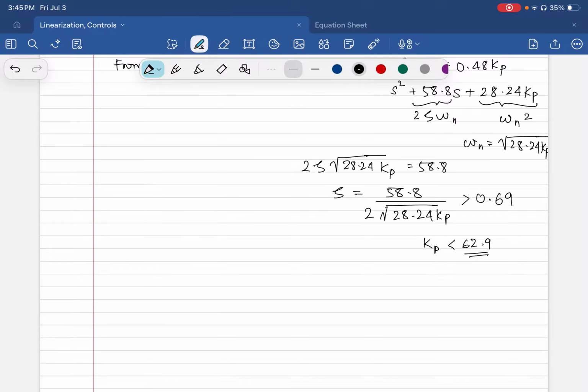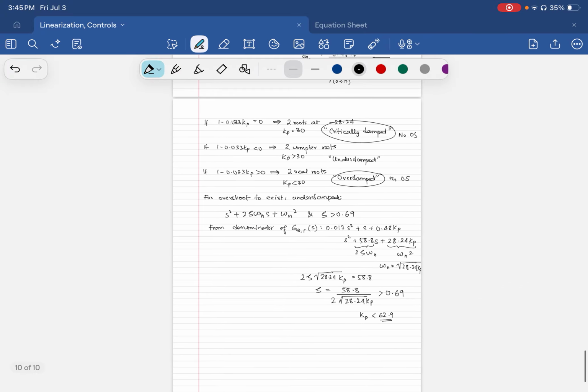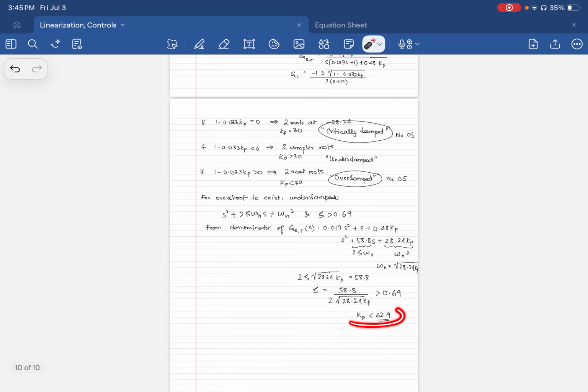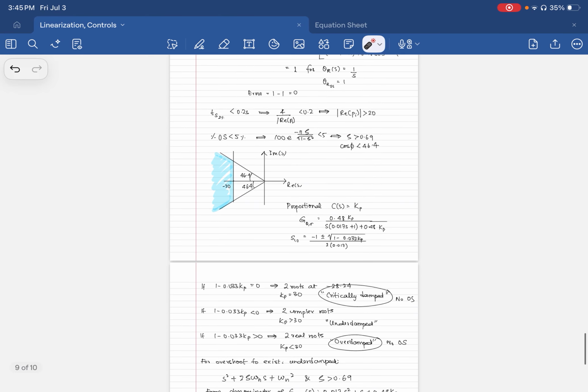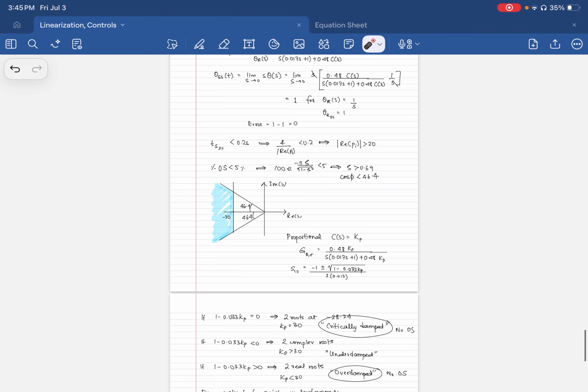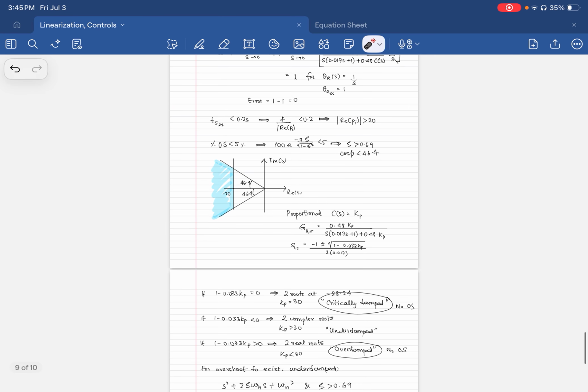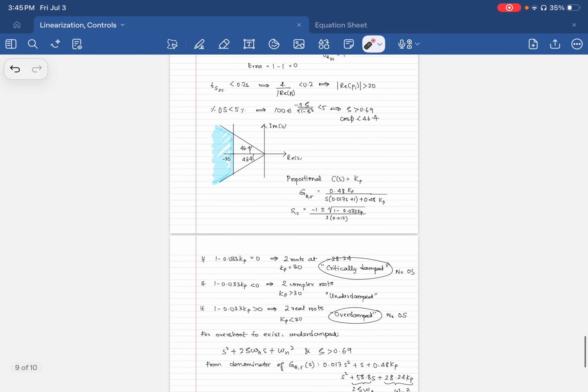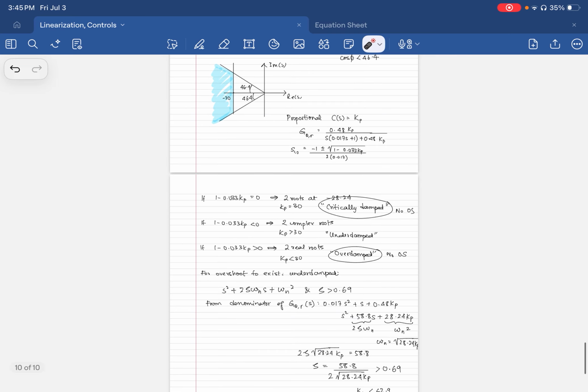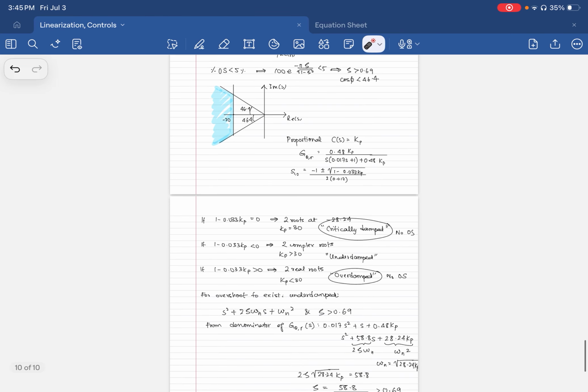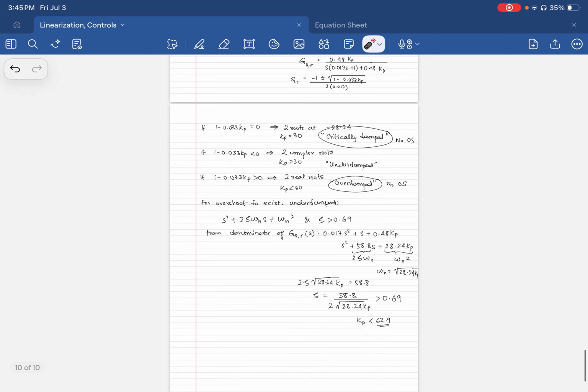So essentially, for the underdamped system, we have that Kp must be less than 62.9 to meet our design requirements, and the real part of the pole must be greater than 20, so it's in this region. So these two criteria together will meet our design requirements.